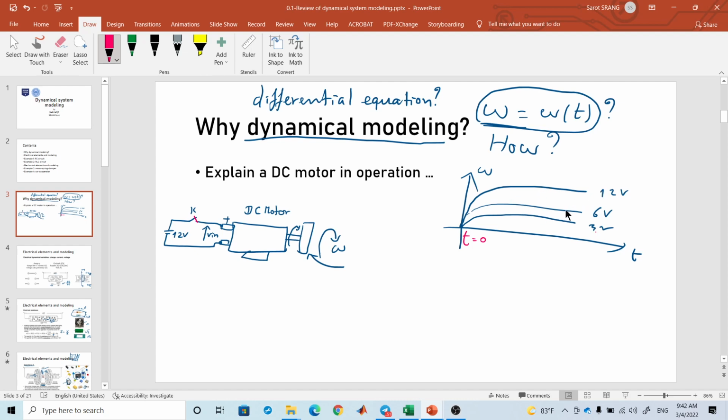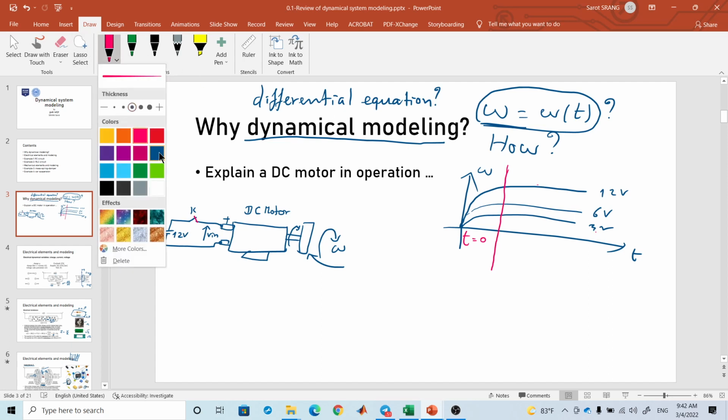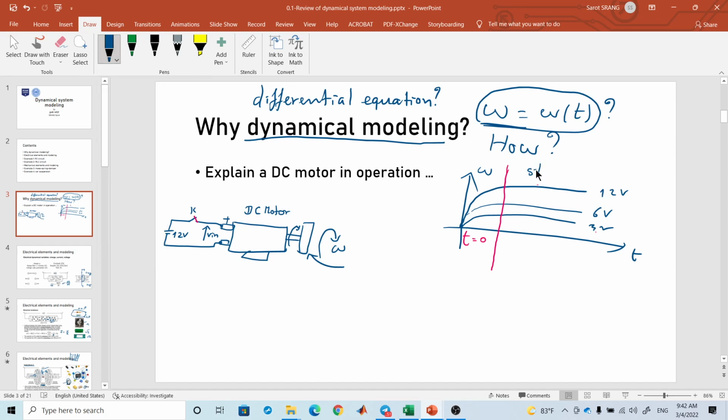And what I'm showing here is a kind of experiment that starts from t equals 0. When t is 0, the motor is at rest. Then you switch on. Of course, the speed starts from 0 until it's stable here. So this part is called, I want to explain the terminology from now, this part is called steady state. And this part is called transient.